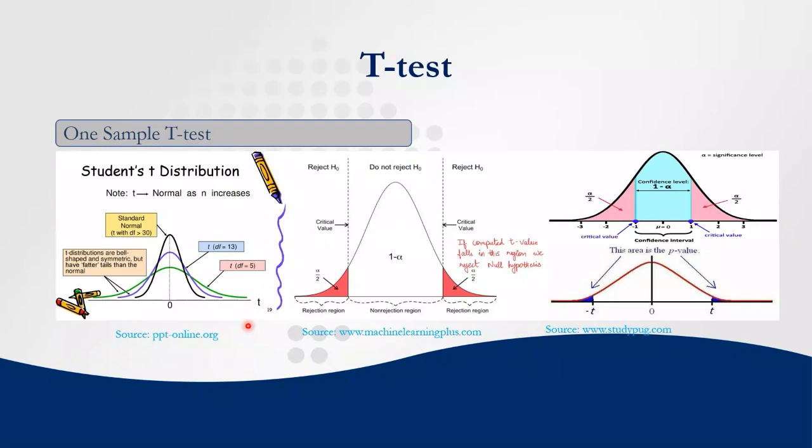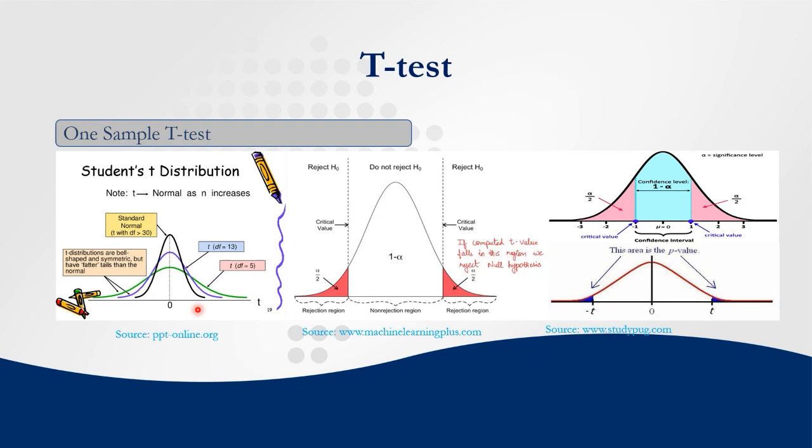For example, here we are doing a t-test for one sample. It is characterized by the degrees of freedom. The degrees of freedom is n-1, so it is characterized by the sample size. As the sample size gets bigger, it becomes more normal. With small sample size, it will be a t-distribution.